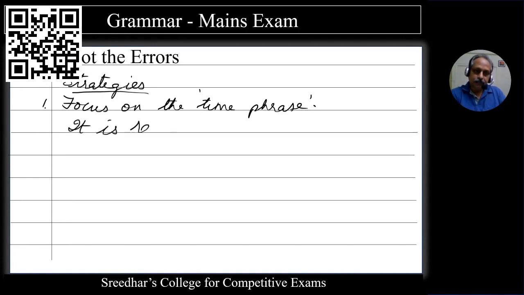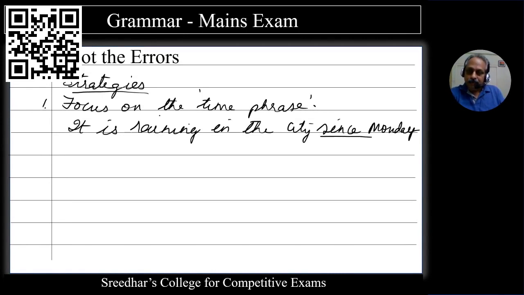It is raining in the city since Monday. When you read a sentence like this in the exam, how do you decide where the error is? How do you decide whether the sentence is right or wrong? Based on the time phrase.